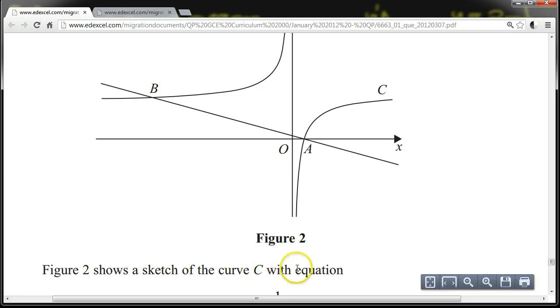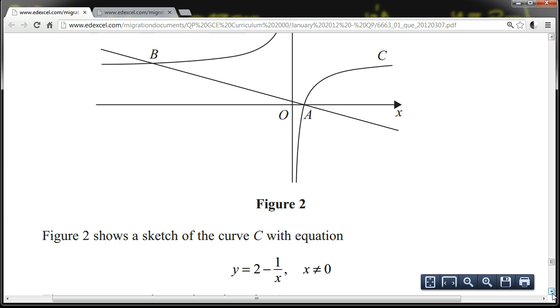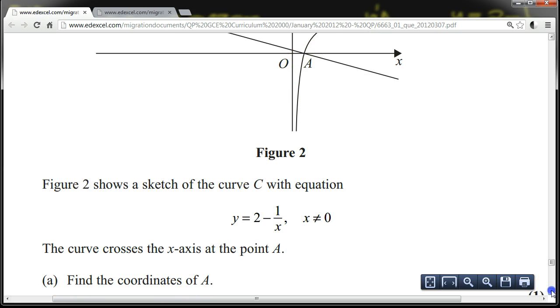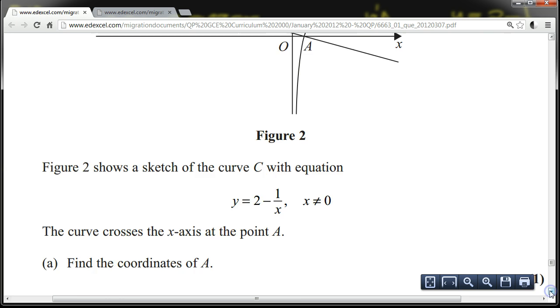Figure 2 shows a sketch of the curve C with equation y equals 2 minus 1 over x, x doesn't equal 0. The curve crosses the x-axis at the point A. Find the coordinates of A.